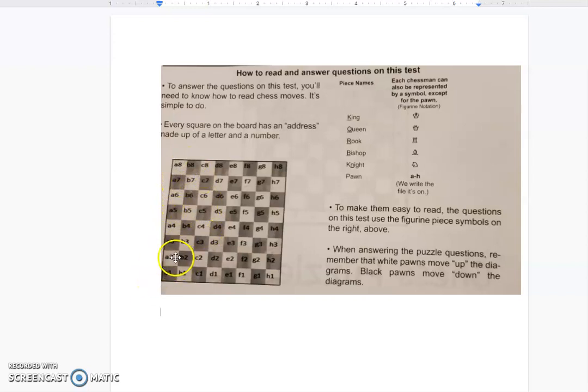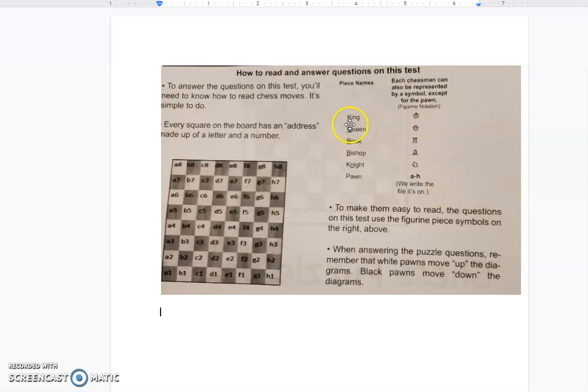The white pieces traditionally start at rows 1 and 2. The black pieces start at 7 and 8. Now, they make this test a little bit easier than how it would be in real life with actual letters of the alphabet. Each chessman can also be represented by a symbol, except for the pawn.